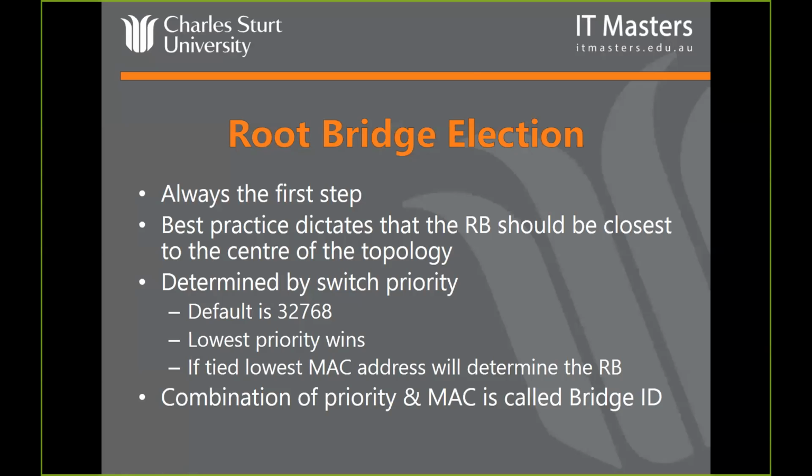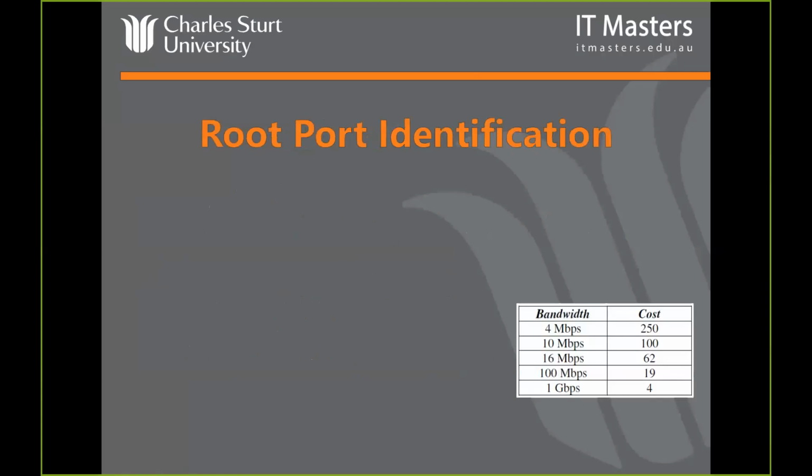If we combine the priority together with the MAC address, that's called the bridge ID. So the bridge identification. And you'll see that quite a lot.